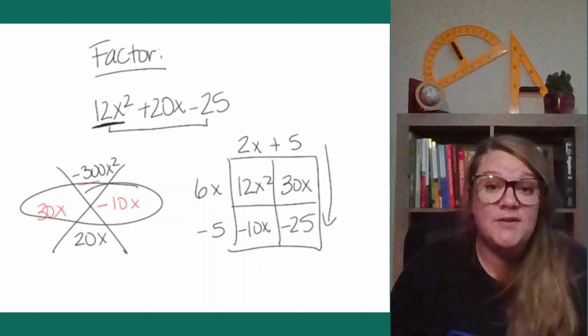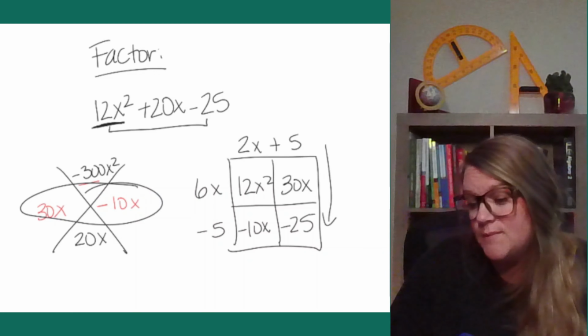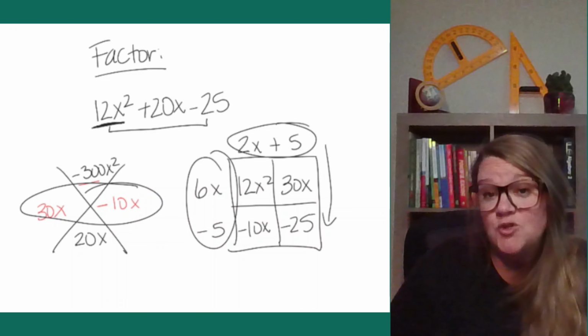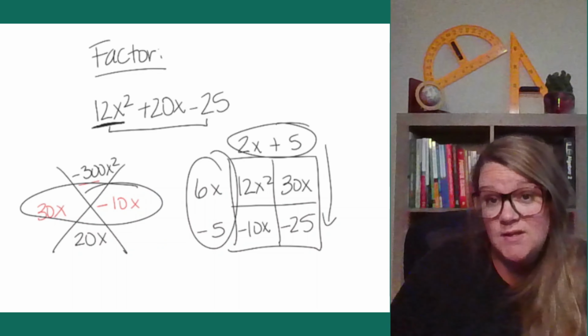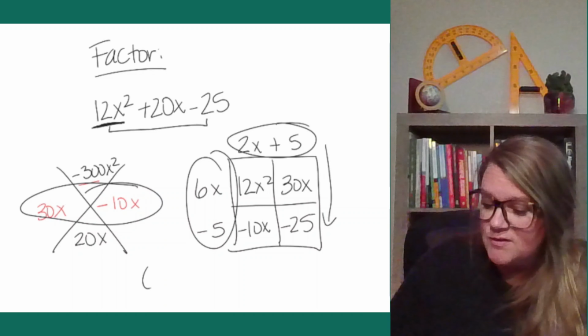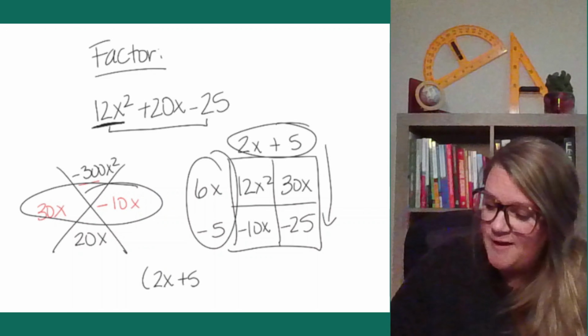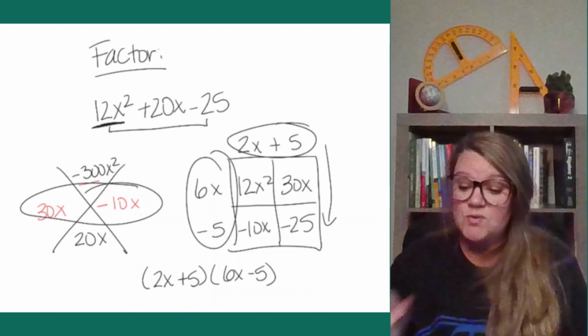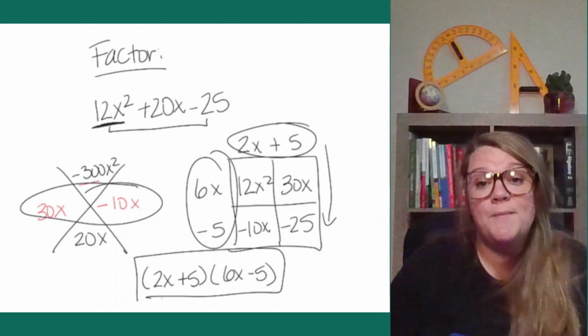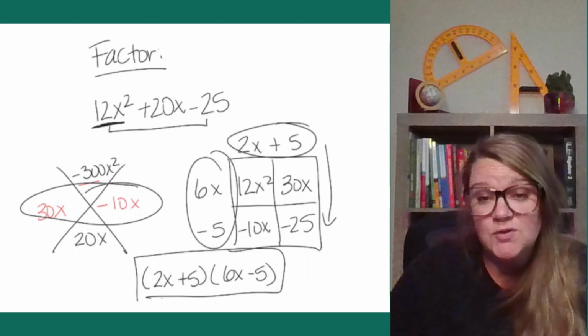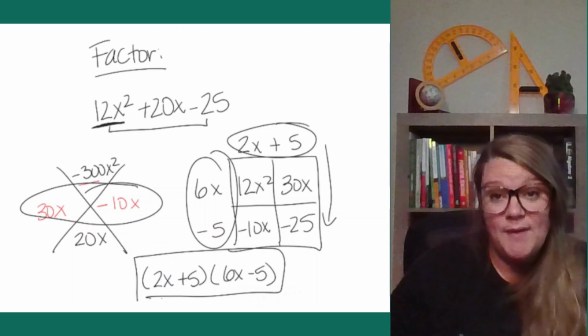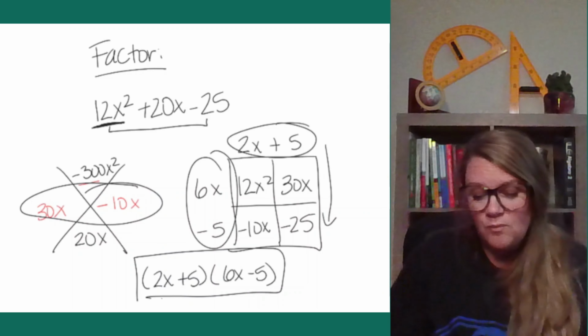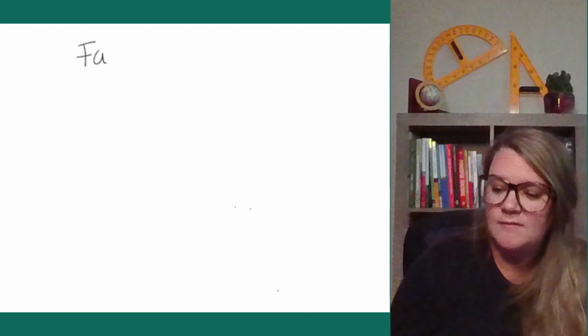So I have my full answer now. I have everything I need. One of them is right here. One of them is right here, but we do have to write them as factors. We have to write them in parentheses. So my first factor is 2x plus 5. Second factor is 6x minus 5. They can also be in a different order. It doesn't matter the order. But this is my final answer. Remember, if we were to redistribute or remultiply that, we would get our original back. Okay? Let's try one more of these. We are factoring.